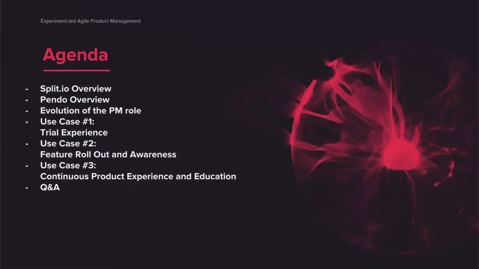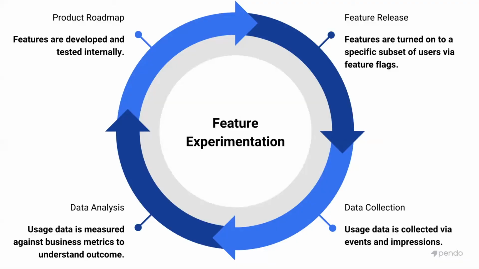We'll cover our agenda quickly. First, we'll start with an overview of the co-presenters' companies. We'll follow that up by a few common use cases that Split and Pendo solve for. Then we'll jump into a real example of experiment-led Agile product development, and we'll end with the Q&A. With that, I'll pass it over to Trevor.